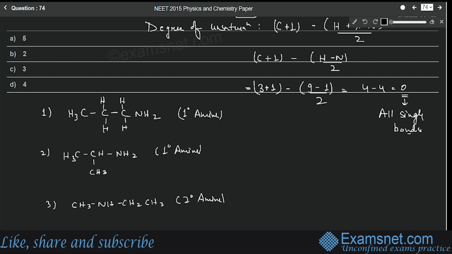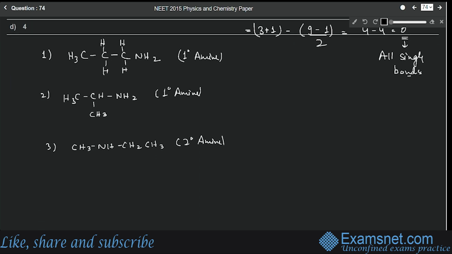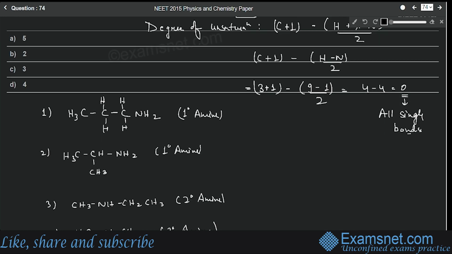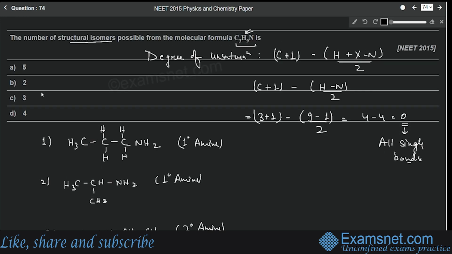The last type that can be formed is a tertiary amine. So CH3, then N, and then 2 methyl groups again. So 3 methyl groups attached to nitrogen. This is a tertiary amine. These are the possible structures, because only single bonds are present, so only these can be the possible structural isomers. So 4 types of structural isomers are possible. So option D, 4, will be the correct answer.